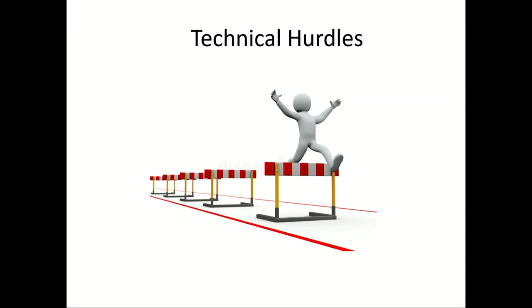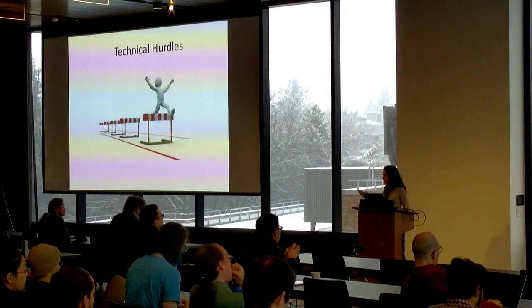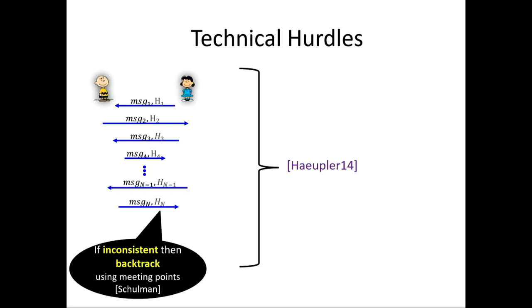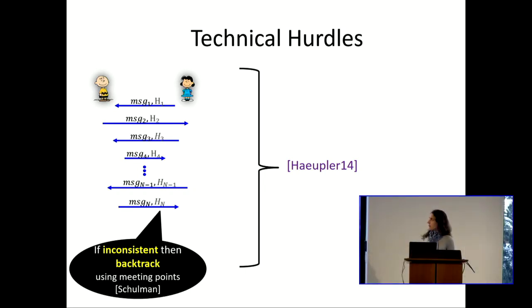Getting this only constant blow up in rounds, forget about the optimality, just getting any constant, requires a lot of technical hurdles, which I want to tell you about. The starting point of this work is the work of Bernard Haeupler, which gives a good interactive coding scheme according to the prior definition, where it's bit by bit. Essentially the way it works is, every time you send a message, you append to it a hash of what you believe the communication is so far. Bob does the same. You always send a hash to make sure you're consistent. So you just send the messages as you would in the original protocol, but you always append a hash of what you believe the transcript is so far.